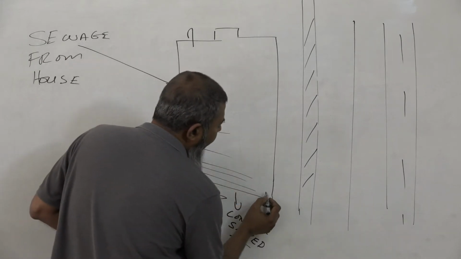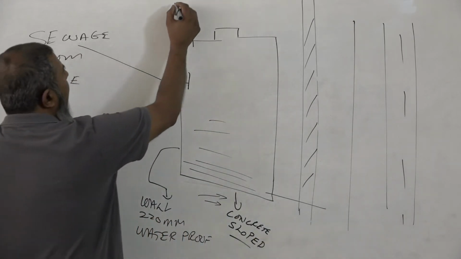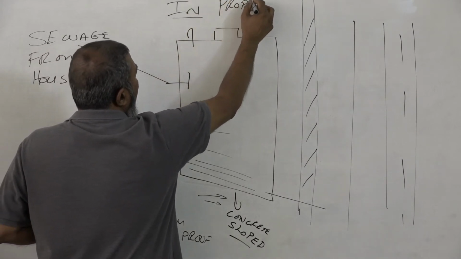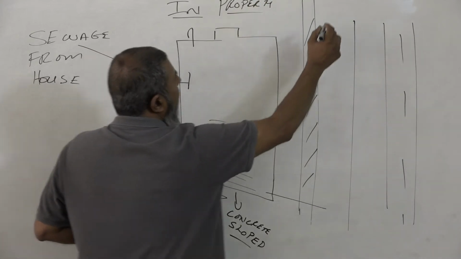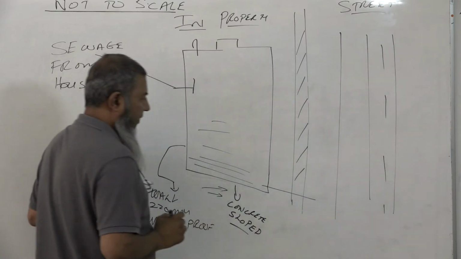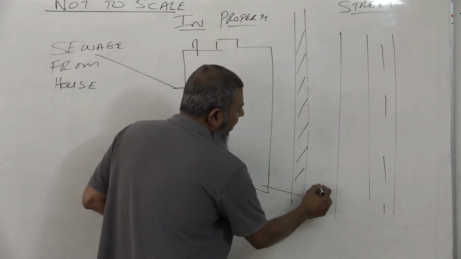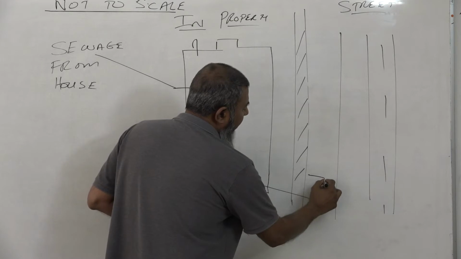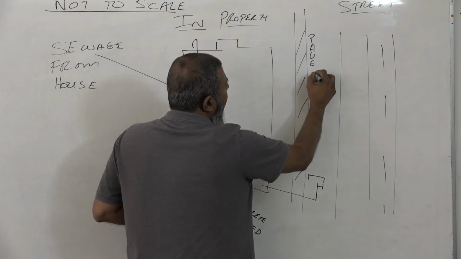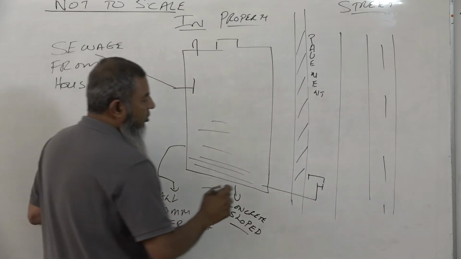From here, we have a pipe that leads out of the property. Remember, this tank is in your property. This is in-house. This is in the street. So what happens here? Sloping ground, pipe slopes out, goes to a gate valve, which is covered by a manual cover. This is in your pavement.